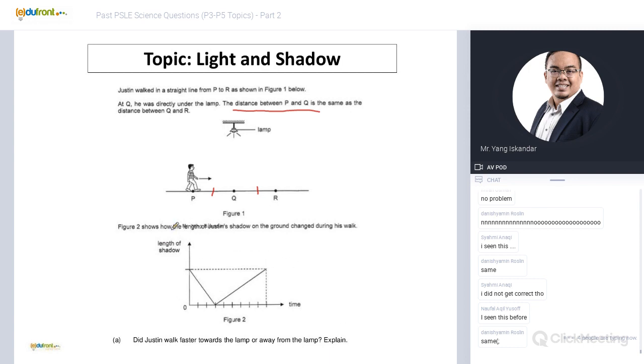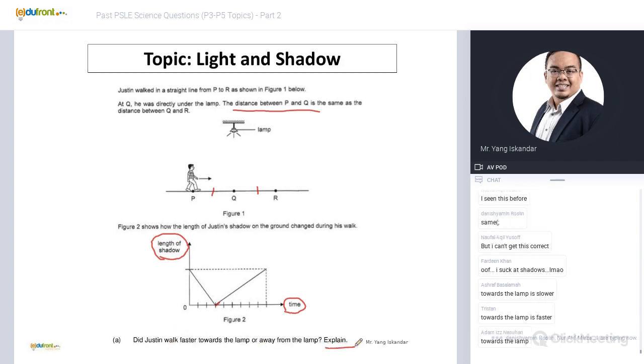Okay, so they show you a graph. They present the data to you in the form of a graph, right? And when you see a graph, you need to be able to analyze the graph. Importantly, you need to identify what the axes are. Now, the vertical axis shows the length of the shadow, and the horizontal axis shows the time. Now, right, this is the cause and this is the effect. So you can see here, as time increases, the length of the shadow decreases at first, until this point here, and then after that, the length of the shadow increases, right? You can see it is a V shape. Now, did Justin walk faster towards the lamp or away from the lamp? Explain. Now, this is the important part. You need to explain using concepts.